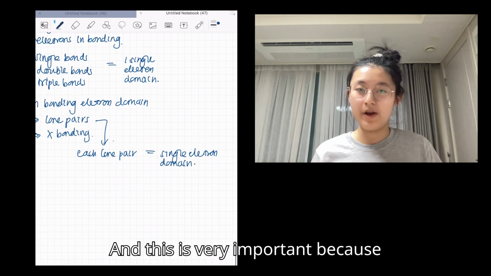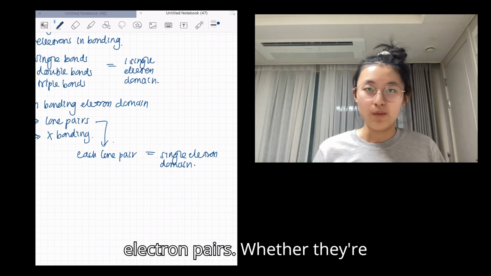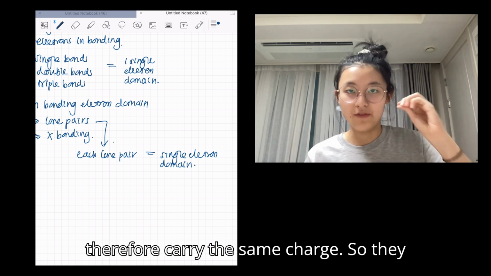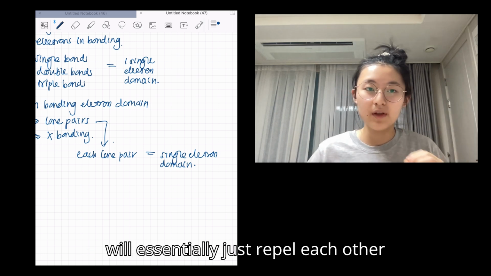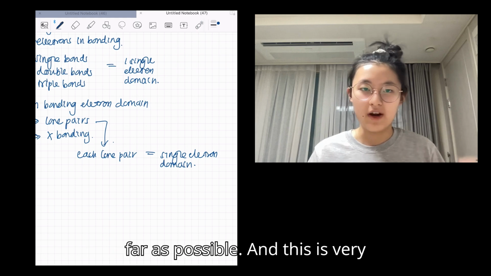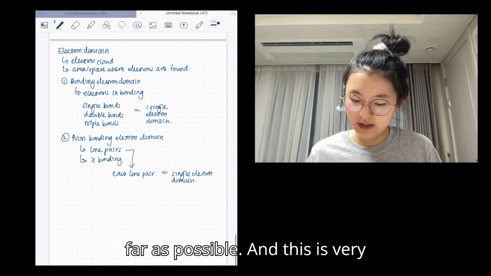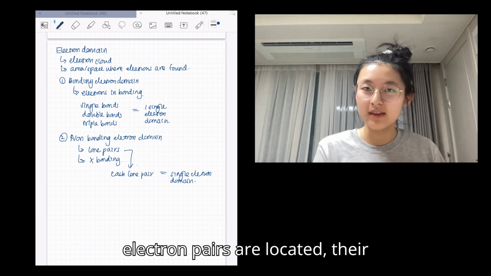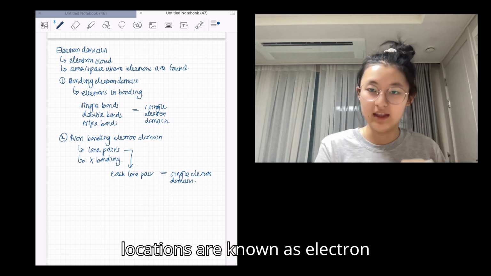And this is very important because electron pairs, whether they're non-bonding or even bonding, are in the same valence shell and therefore carry the same charge. So they will essentially just repel each other and spread themselves as far as possible. And the way that the electron pairs are located, their locations are known as electron domains.